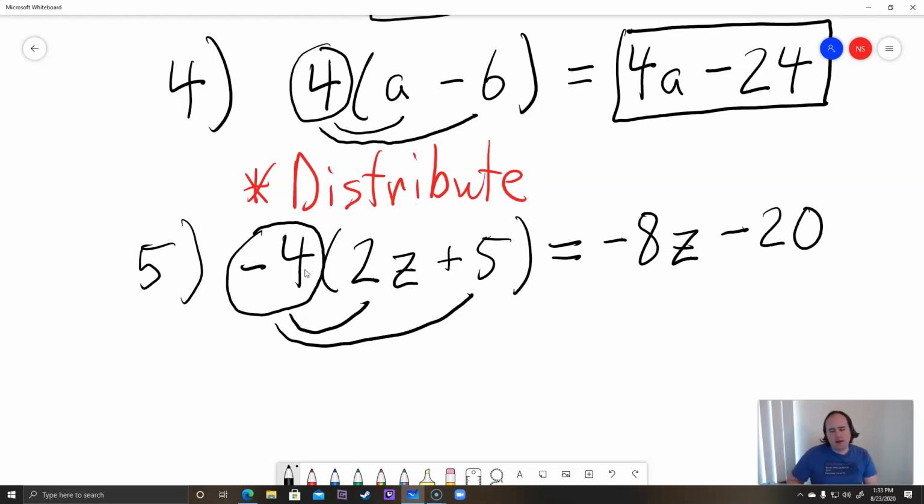Now you might be wondering, well, how did I get minus for both of those terms? Well, I got minus for both of the terms because I had to distribute the negative 4. So when you're distributing a negative number, you have to distribute the minus as well as the number. Okay, so the minus 4 times 2z gave us negative 8z, and then the minus 4 times positive 5 gave us negative 20. And that's very important that you actually distribute that minus in that case.